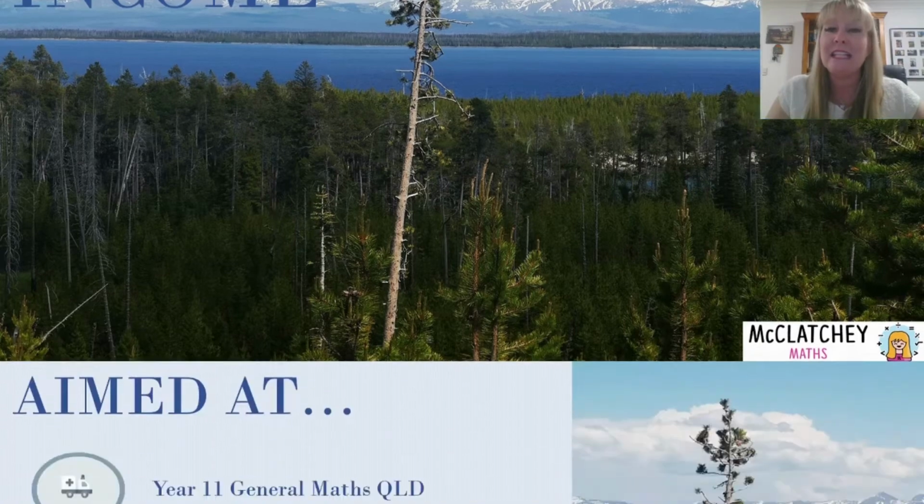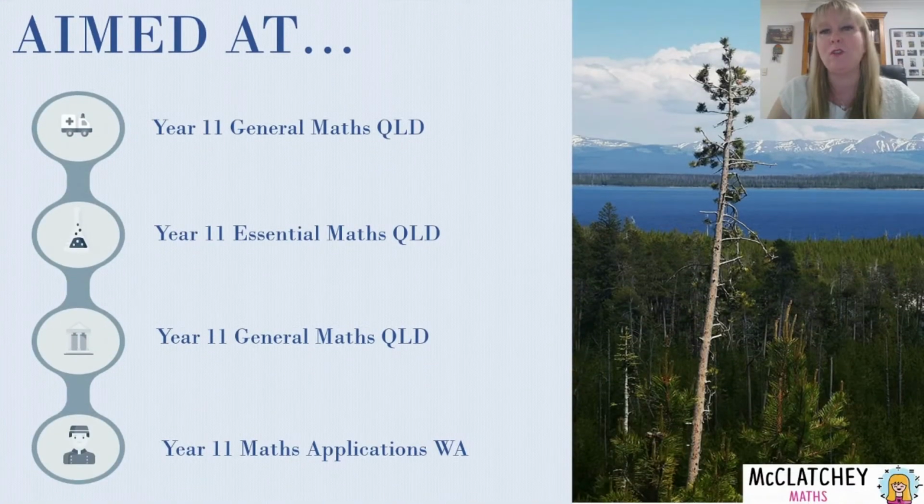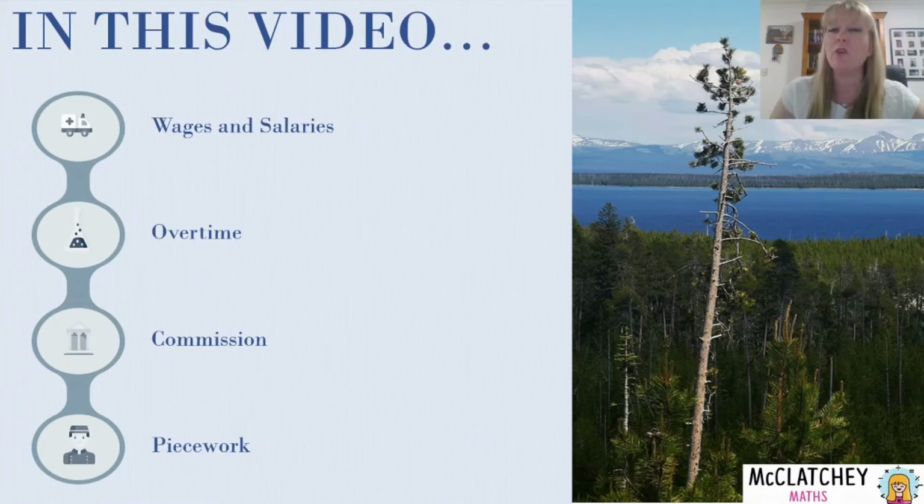Today we're going to be continuing our consumer arithmetic series by looking at sources of income. This video is aimed at Year 11 students across different parts of Australia and different strands of mathematics. In this video, you're going to find out how to calculate wages and salaries, overtime, commission, and piecework. I'm going to take you through a series of worked examples to cover these different topics.